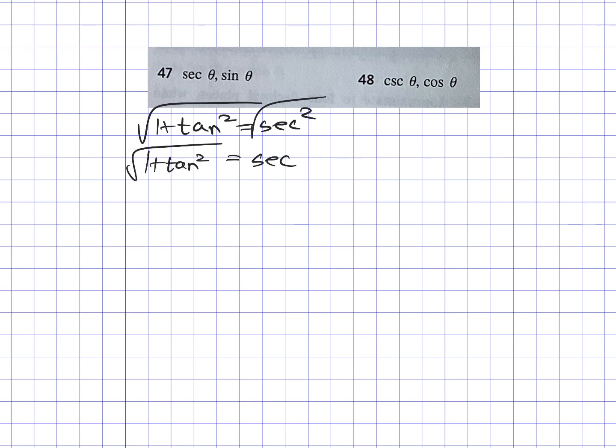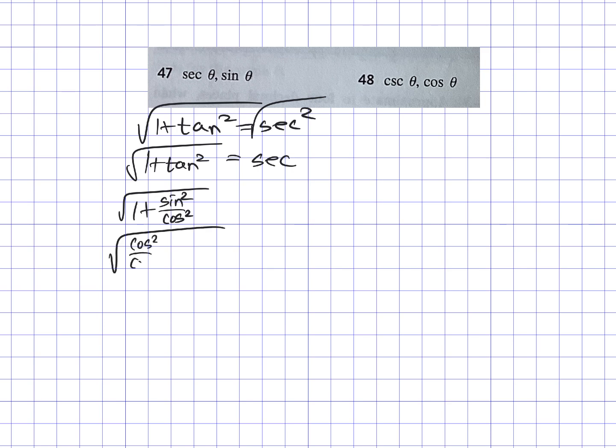All right, 47, secant. So we use our secant Pythagorean identities. 1 plus the tangent squared equals secant squared. So we solve for secant, and we get 1 plus the tangent squared, square root. Now it needs to be in terms of sine. So secant goes with the cosine, so that doesn't help us, but tangent is the same thing as sine squared over cosine squared. Okay, so now we get a common denominator.